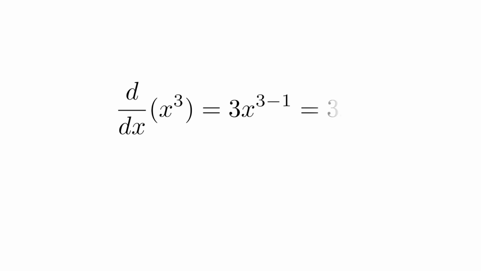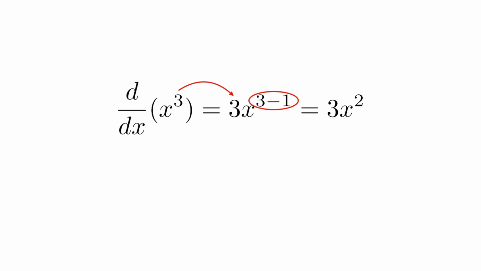Now let's start with the derivative. The derivative of x cubed. So something raised to the power of something, in this case to the power of 3. By the power rule of derivatives, we know what to do here. Drop the power, subtract 1 from the power, and we end up with 3x squared.